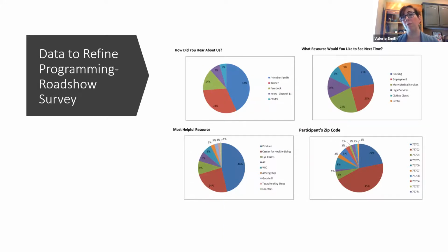Then we asked people what they wanted to see next time, right? Do they need more medical services? Do they need housing, dental, legal services? And you can see there's actually a really broad range, employment services as well, that our community is saying that they need in that area, but made sure to help us then strategically identify partners for future roadshows who could help assist with some of those programs.